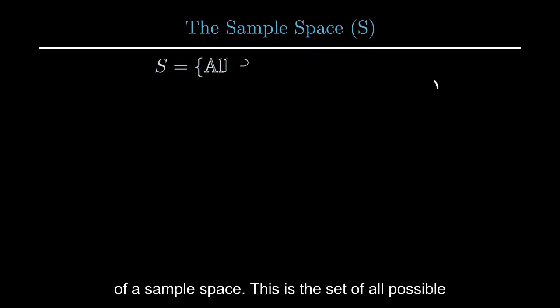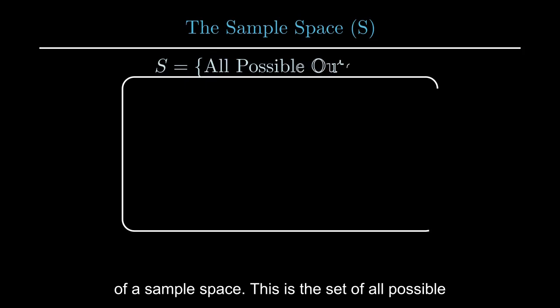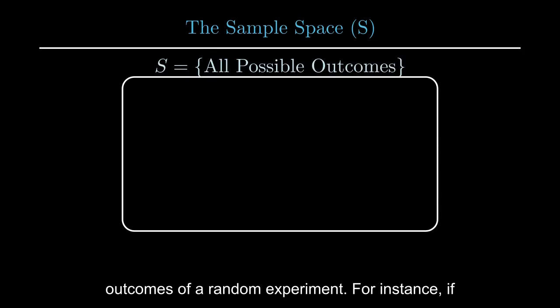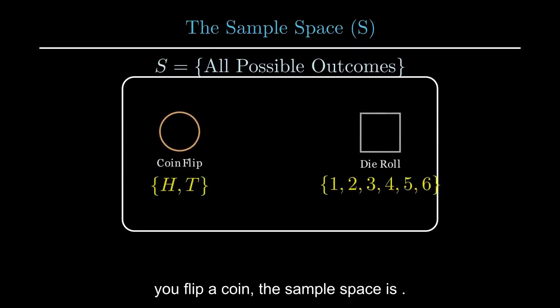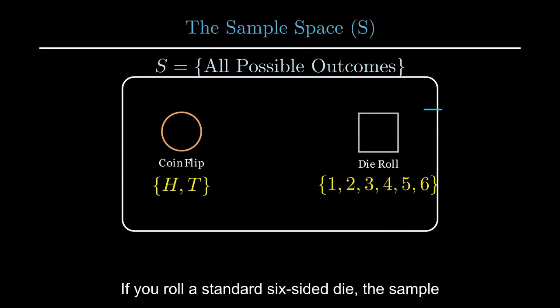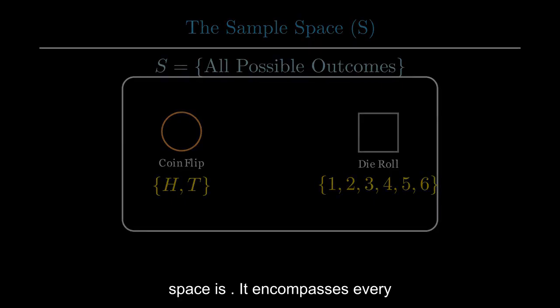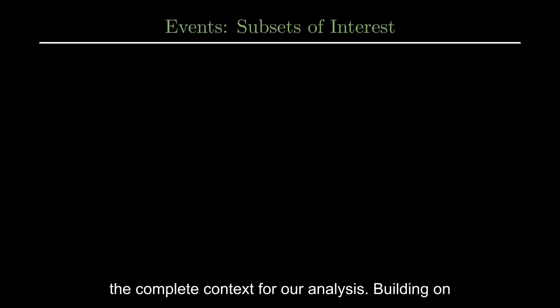Our journey begins with the concept of a sample space. This is the set of all possible outcomes of a random experiment. For instance, if you flip a coin, the sample space is {heads, tails}. If you roll a standard 6-sided die, the sample space is {1, 2, 3, 4, 5, 6}. It encompasses every single result that could possibly happen, providing the complete context for our analysis.